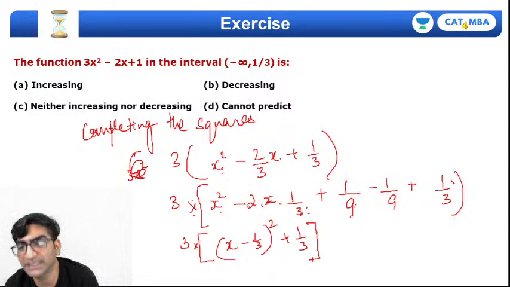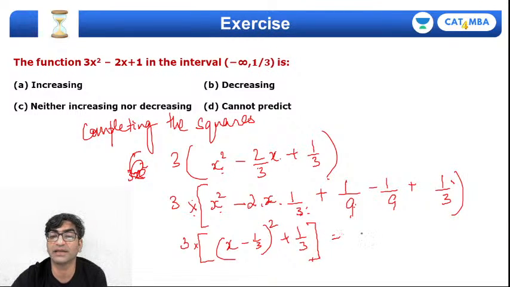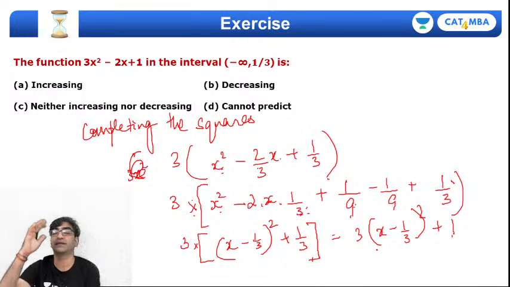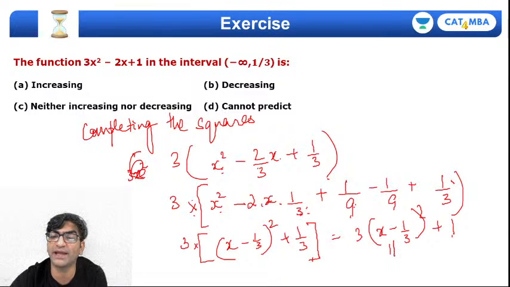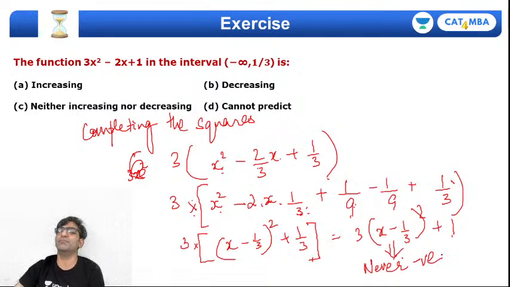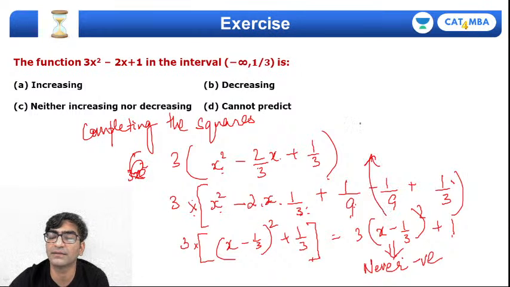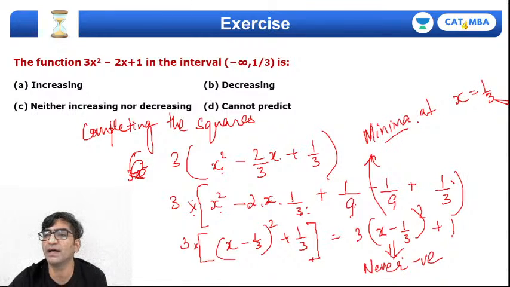है ना. तो जैसे ही मैंने कंप्लीट द स्क्वायर कर लिया और मैं इसको ऐसे लिखता हूं, फॉर एग्जांपल, राइट दिस एज 3 times x minus 1/3 whole square plus 1, ब्रैकेट ओपन करके. अगर मैं इसको ऐसे लिखता हूं तो मैं कहूंगा ये एक परफेक्ट स्क्वायर है, which is never negative, which means the minimum value it can take can only be 0, right? Which means there is a minima. And where is that minima happening? When this becomes 0. When does this become 0? This becomes 0 at x = 1/3, which will be the point of minima.